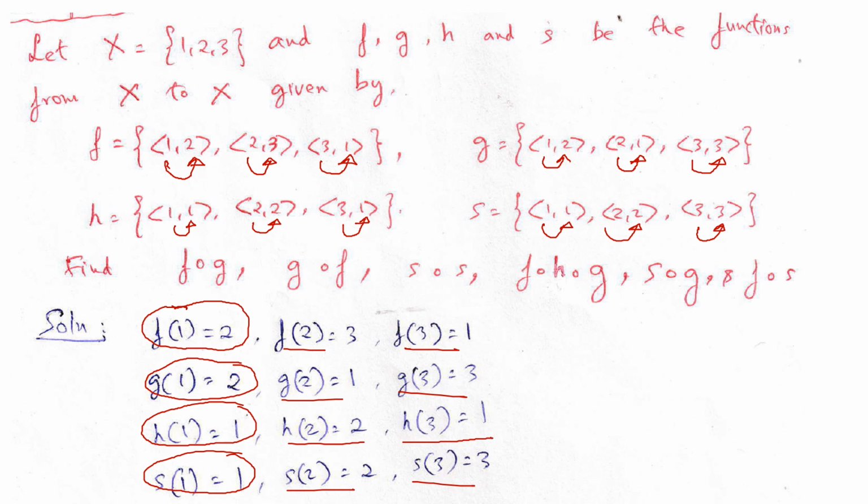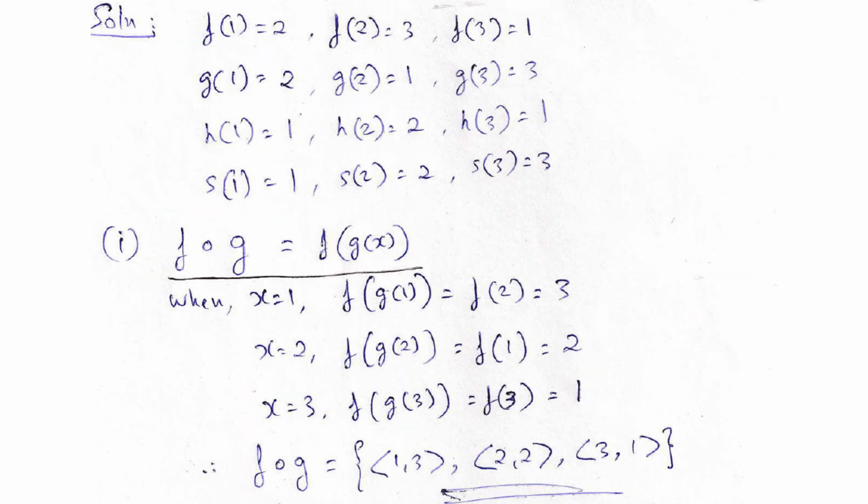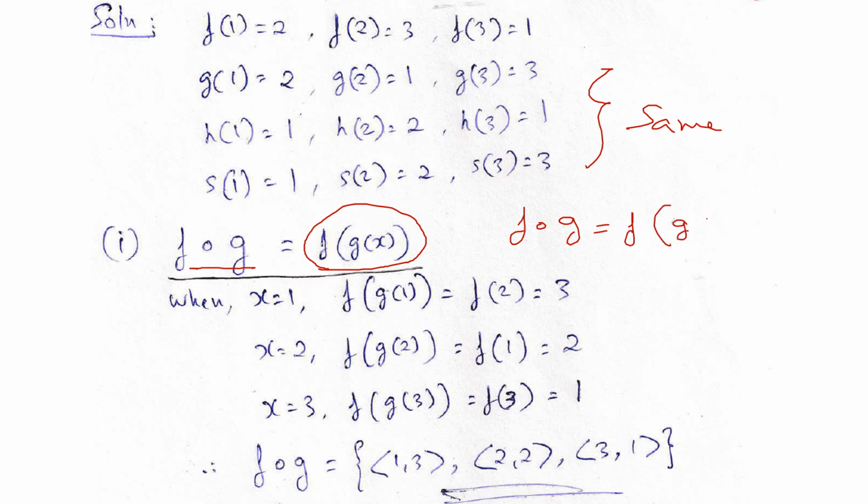Now let's move on to the first part, that is f composition g. Let's see how to find f composition g. This is the same as what we have seen in the previous pages. For every question I have written it, because this information is very essential for us to solve the problem. Now we are asked to calculate f composition g. You should remember this format: f composition g means you have to write f of g of x. This is very important.